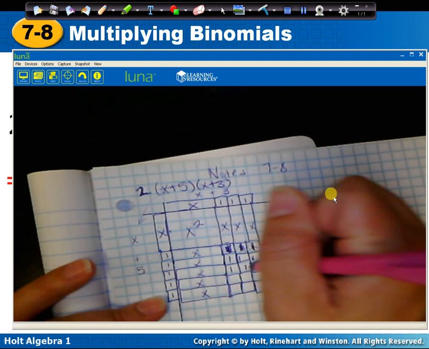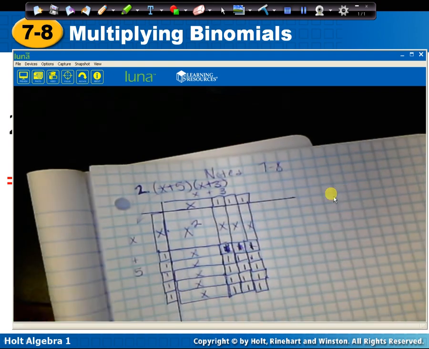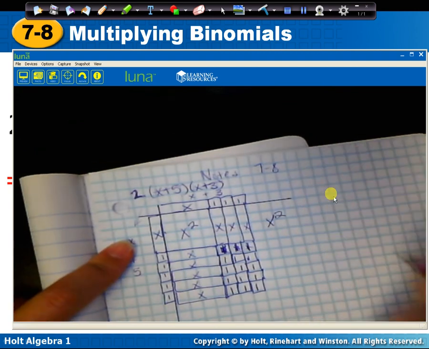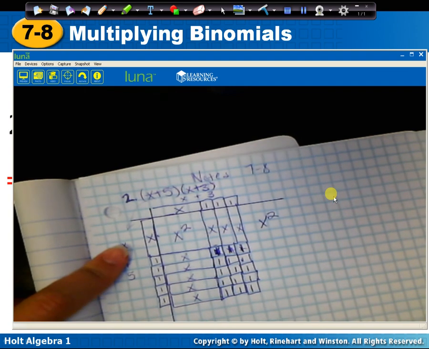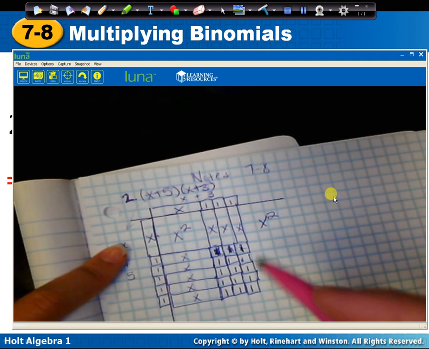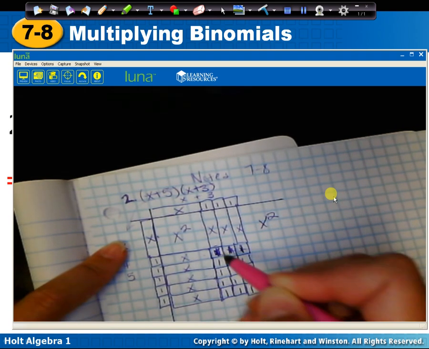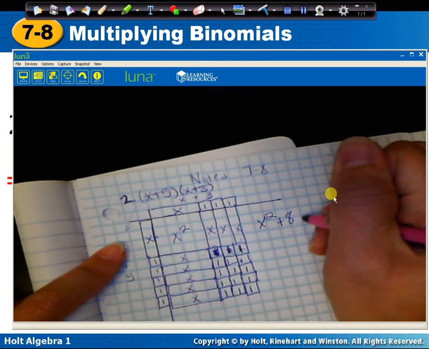Now everything is positive in this problem, so nothing is shaded. So now to get my answer, all I have to do is count up what I've got here. I have 1 x squared, so I'm just going to write that by saying x squared. Now notice if I'm just done drawing my algebra tiles, I have not come up with an answer yet. I have to get a final answer. I'm going to count my x's. 1, 2, 3, 4, 5, 6, 7, 8. So I'm going to say plus 8x.